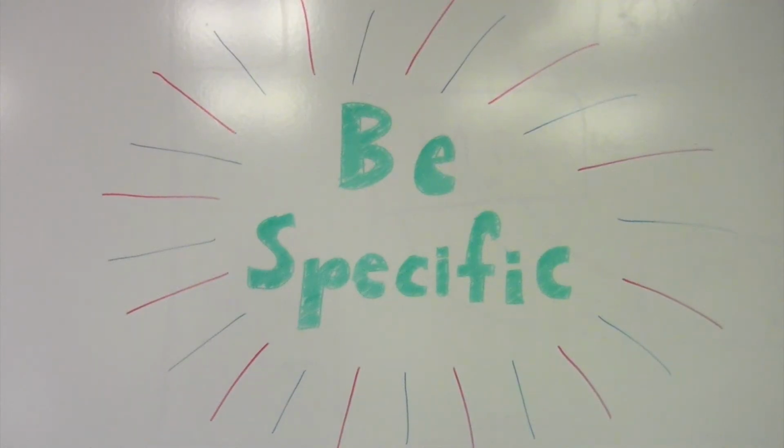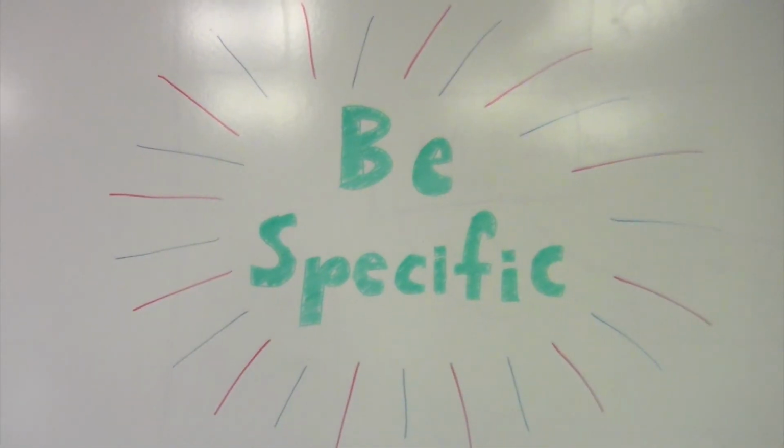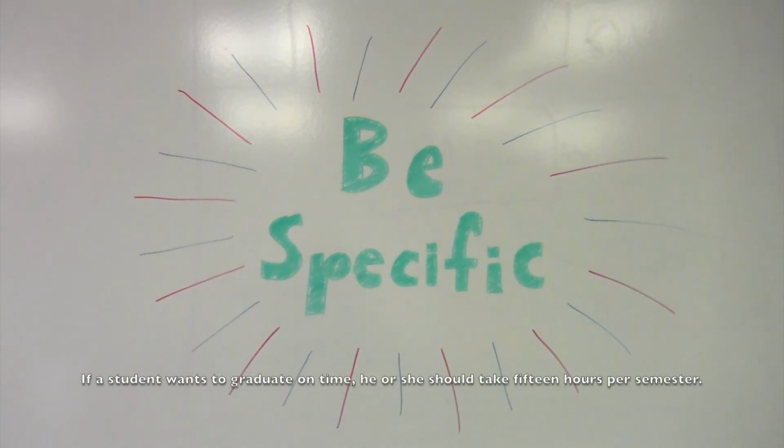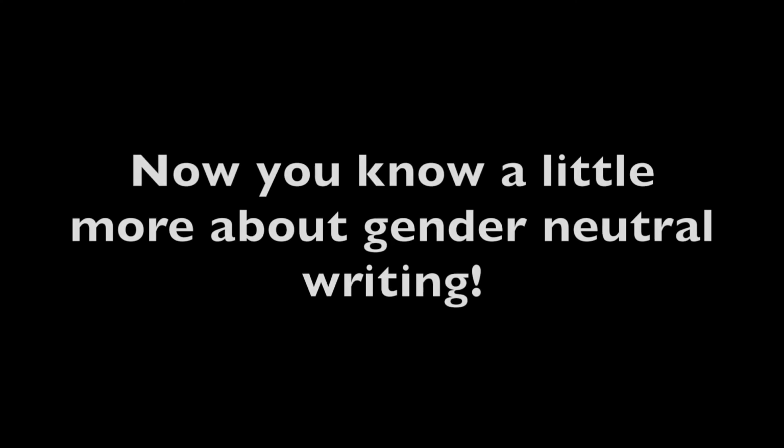A good rule of thumb is to always be specific when you can be. Don't say they when he or she can suffice. For example, the sentence, "If a student wants to graduate on time, they should take 15 hours per semester," is better replaced by saying, "If a student wants to graduate on time, he or she should take 15 hours per semester."